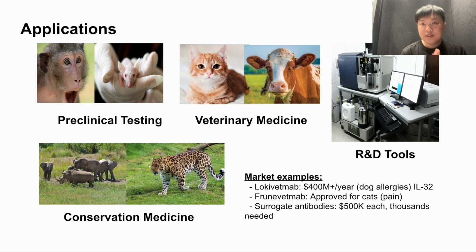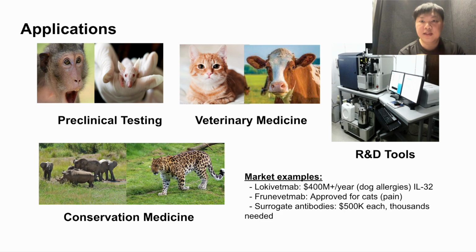The applications of AMPSA are immense. First of all, it greatly accelerates preclinical trials. Second, we can quickly adapt an antibody solution from one species to another one. For example, lucivetimab was originally developed to treat itchiness in humans, and later it was adapted to dogs. And now with AMPSA, we can immediately adapt this antibody treatment to all species.